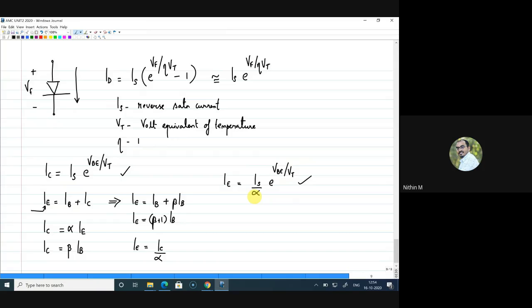Yes, Parnika, your question is why it is not VCB, why it is VBE. Very good. Look at this diode and how I have written the diode current equation. It depends on the reverse saturation current and the forward voltage, the voltage which makes the junction forward bias, not reverse bias. Is it clear, Parnika?